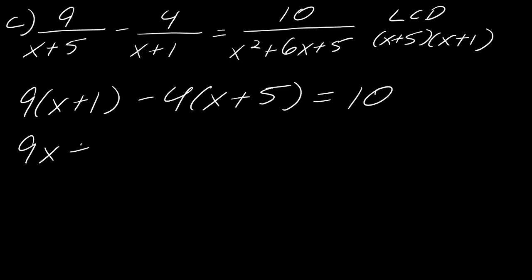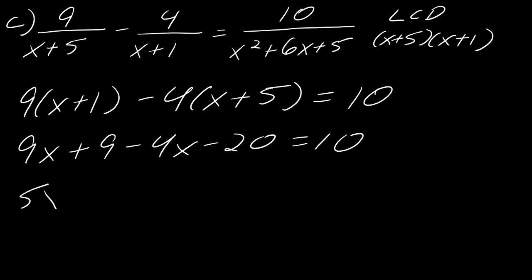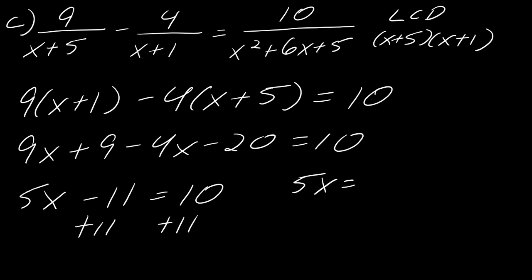So now, when I go through and I do all my work, I've got 5x minus 11 equals 10. And so I can go ahead and add the 11 to both sides. So I have 5x equals 21, and so x will equal 21 over 5. And so now with rational expressions, I use the LCD to get rid of the denominators, and I also have to double check that this will not cause a 0 in the denominator, which it will not, so we're all good to go.